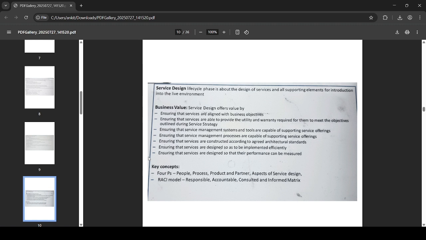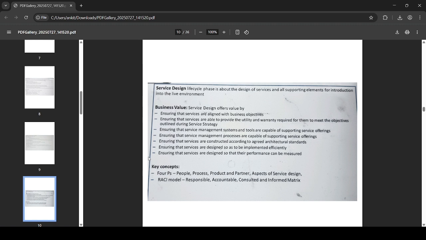So the key concepts of service design are the 4 P's. The 4 P's mean people, process, product, and partner. These are the aspects of service design. People: to whom you are offering this service. Process: what process you are following. Product: which product you are making. And partner: who will be the partner in this service when you are making this service design.